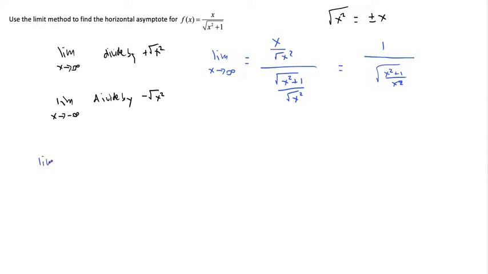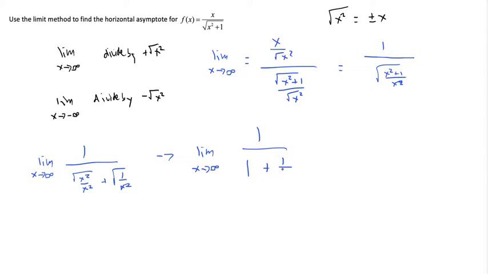So let's write it down here. We still have the limit as x approaches infinity. We still have that 1 on top, but notice we now have radical x squared over x squared plus radical 1 over x squared. And now we should be able to simplify this. Wait a minute, that's just equal to 1 right there. So we have the limit as x approaches infinity of 1 over 1 plus 1 over radical x squared, which is just x.